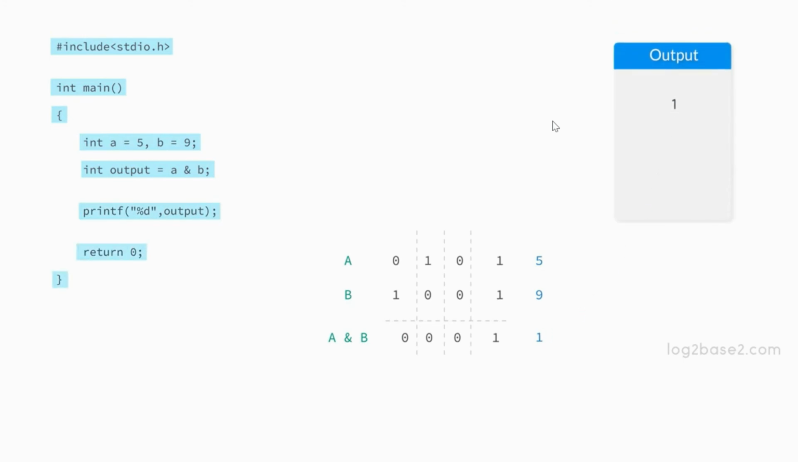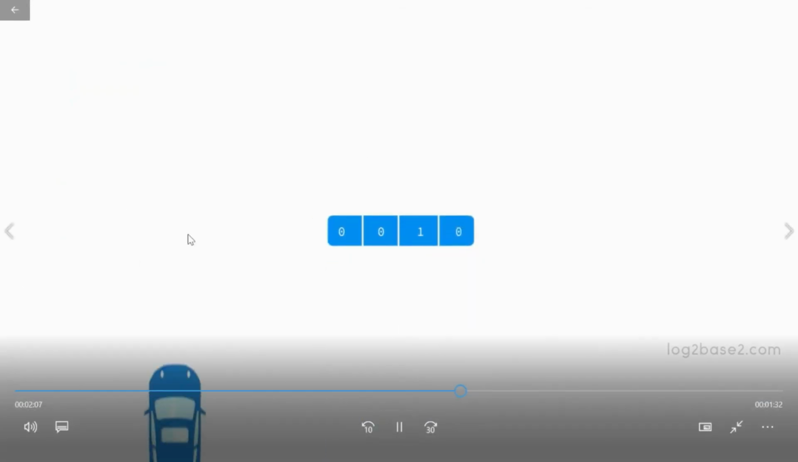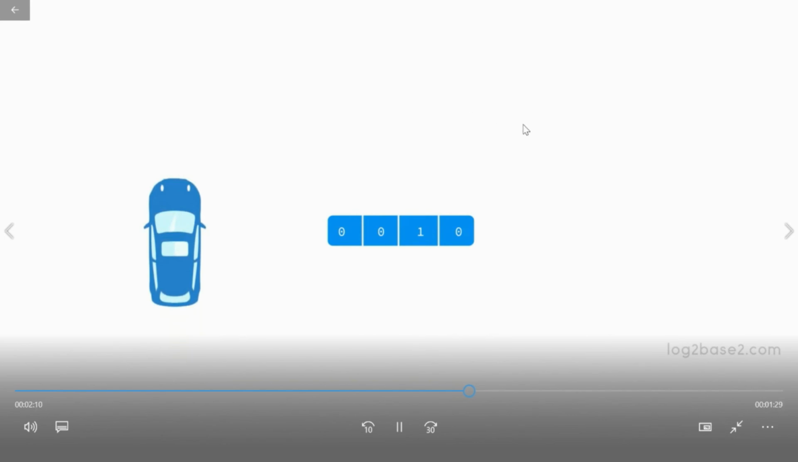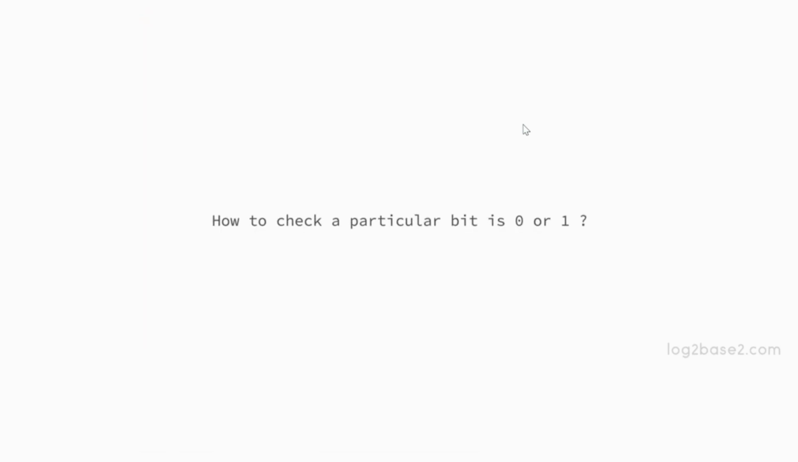So that's it. Now let us discuss an application of bitwise AND. Suppose we are going to design a robot car which uses sensors to sense the environment and update its direction accordingly. We have 4 directions: backward, forward, left and right. Each bit set to 1 can indicate going in a particular direction. That is, if the first bit is set, the car should go right, and if the second bit is set, go left, and so on. But how do we check if a bit is set? We can use the bitwise AND operator for that.